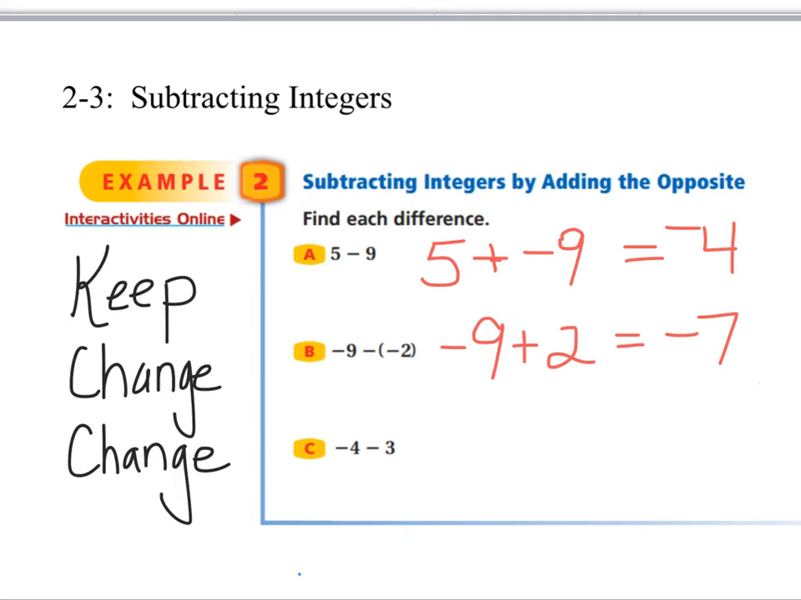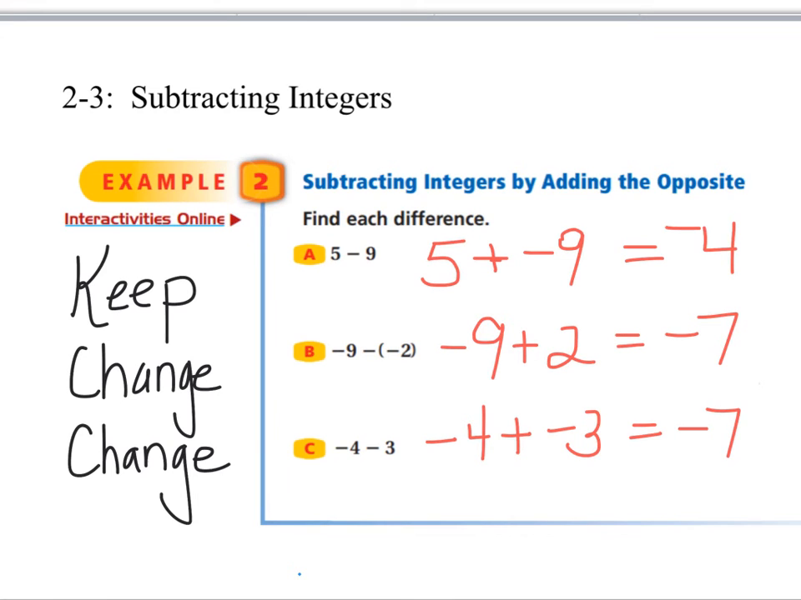Let's look at the last one. Keep the first one. Change to an addition problem. Take that 3 and change it to its opposite, a negative 3. All right, now what do I do? The signs are the same. I'm going to add like normal and keep the sign.